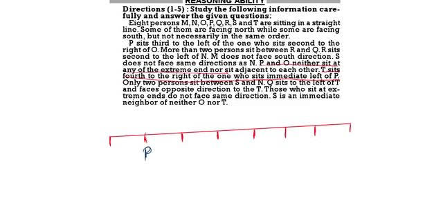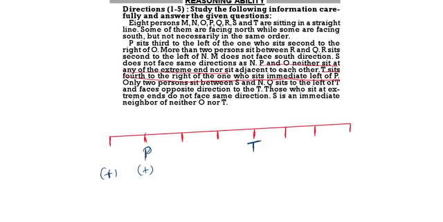T sits fourth to the right of the one who sits to the left of P. Left of P is this. That means P is plus. Now from here, fourth to the right: first, second, third, fourth. Here you will get T. So here we don't know the person's name, but that person is plus. Plus means facing the center, and minus means facing away from the center.